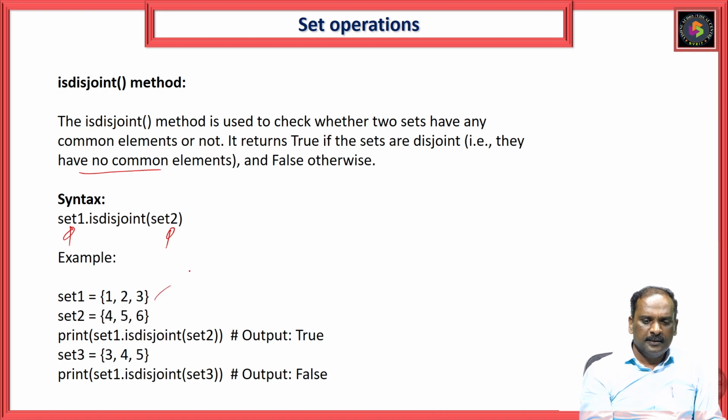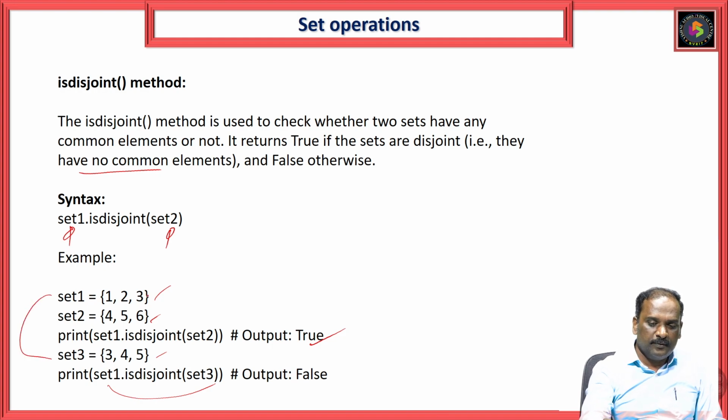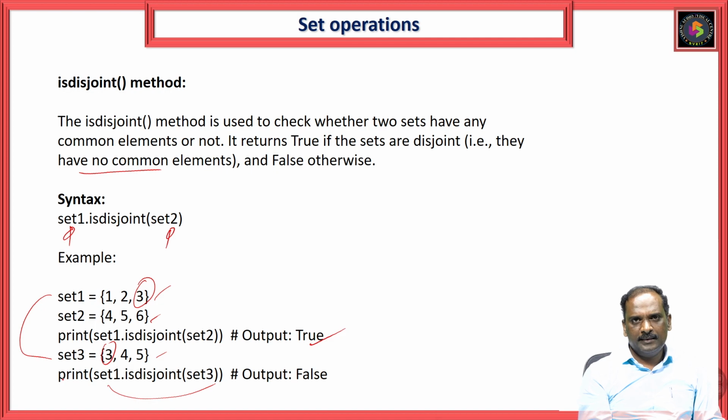Here is an example. Set 1 contains 1, 2, 3. Set 2 contains 4, 5, 6. Now I am applying set 1 dot isdisjoint of set 2. Are they containing any common elements? There are no common elements, so the output returned is true. Now set 3 contains 3, 4, 5. Here I am applying isdisjoint on set 1 and set 3. They contain the common element 3, so the output returned by the isdisjoint method is false.